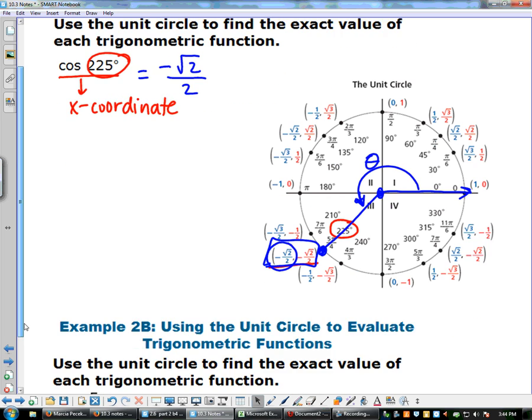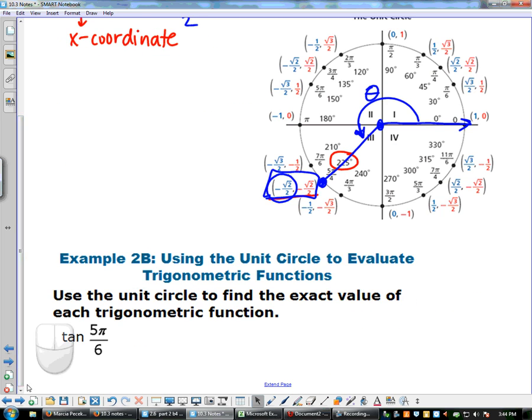All right, let's take a look at another example. Can you use the unit circle to find the exact value of tangent of 5 pi over 6? If we're looking for 5 pi over 6 on our unit circle, we see 5 pi over 6 is right here, and that means the angle we're talking about looks like this. So there's the angle that is 5 pi over 6. We see the ordered pair is negative square root of 3 over 2, comma, 1/2.